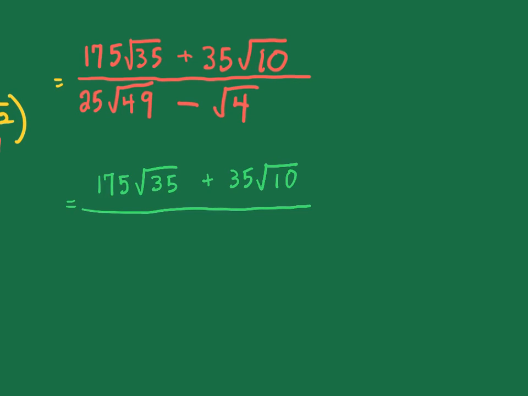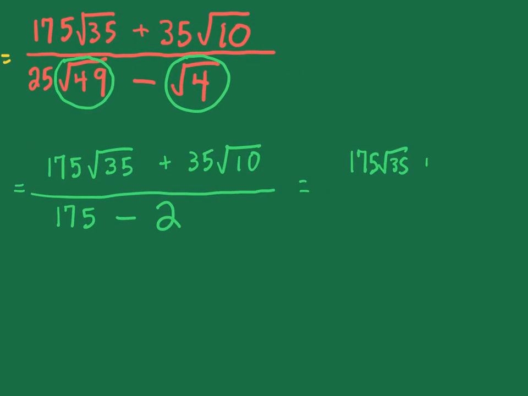On bottom, maybe you know that the square root of 49 is actually 7. So we've got 25 times 7. And then the square root of 4 is 2. So 175 minus 2, 173.